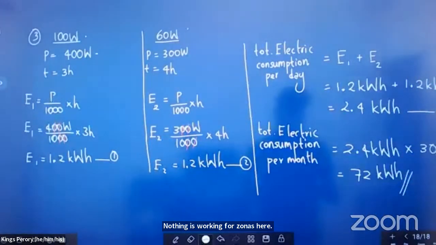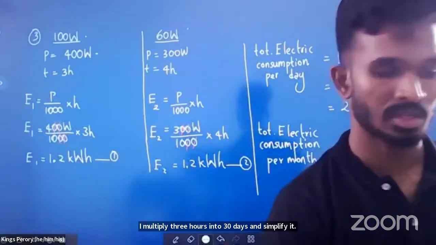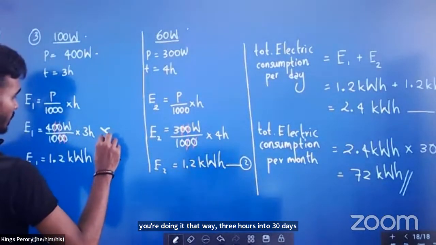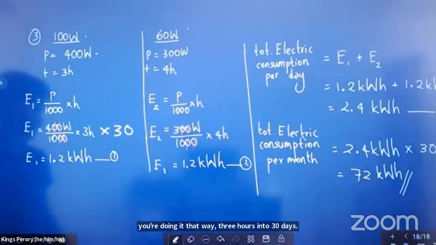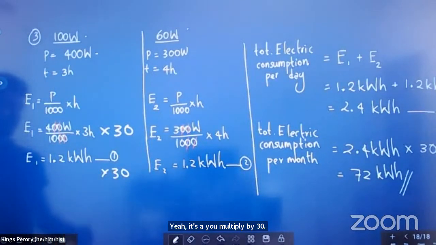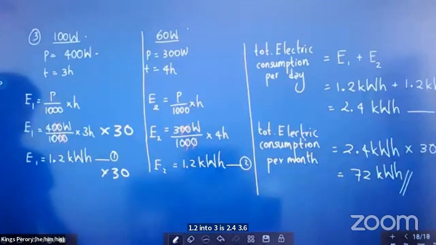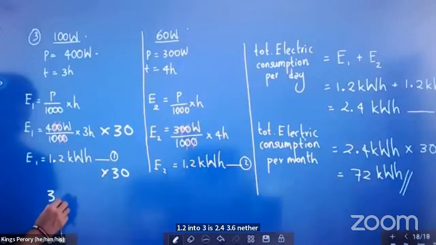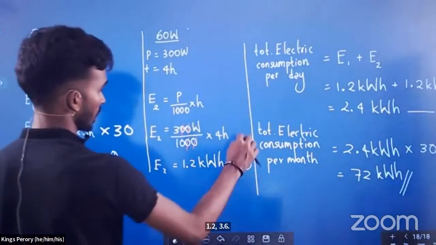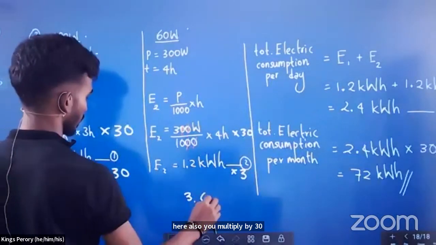So I multiply 3 hours into 30 days and simplify it. You're doing it that way: 3 hours into 30 days. Here itself you multiply by 30. This one you multiply by 30. 1.2 into 3 is 3.6 kilowatt hour. Here also you multiply by 30. Then you multiply this by 30. Again 3.6 kilowatt hour.